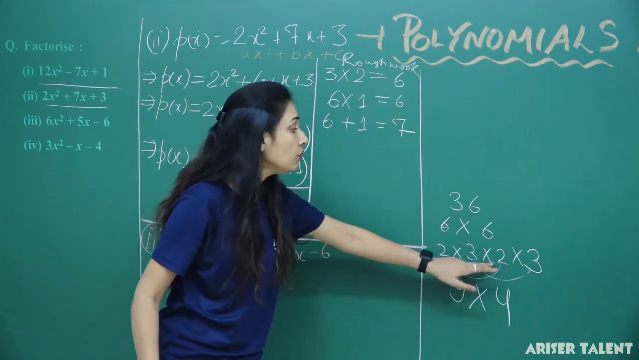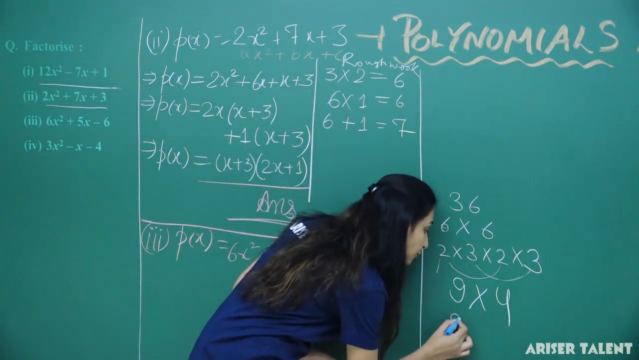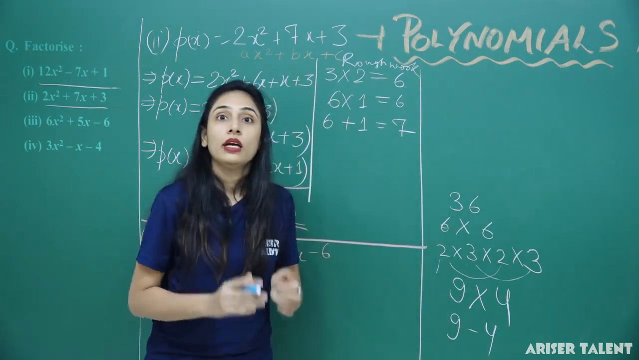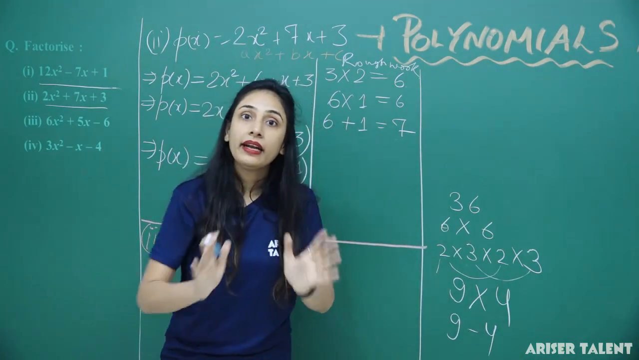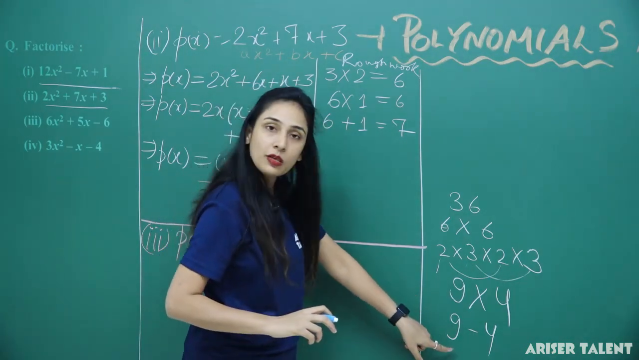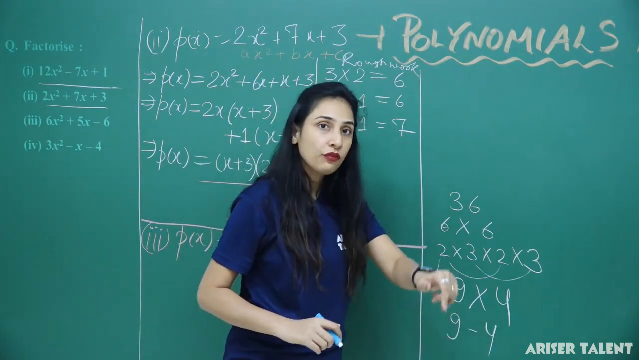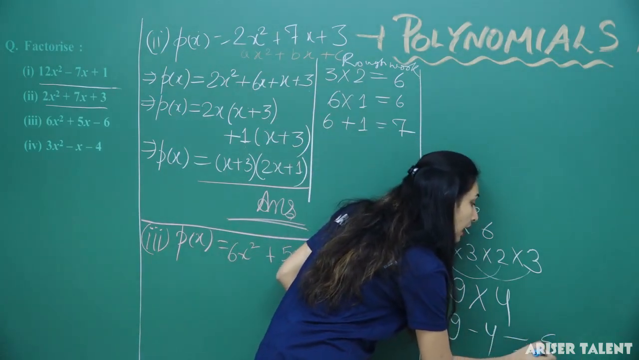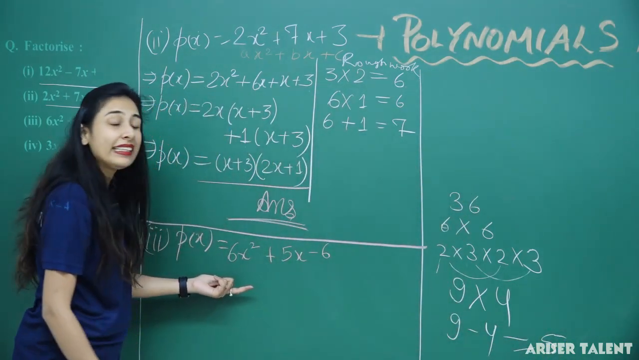3 threes are 9, 2 twos are 4. 9 minus 4, I told you, subtraction or addition, you can apply both processes. Okay. So, there is a subtraction. 9 minus 4 will give you a 5, which is exactly what I needed here.